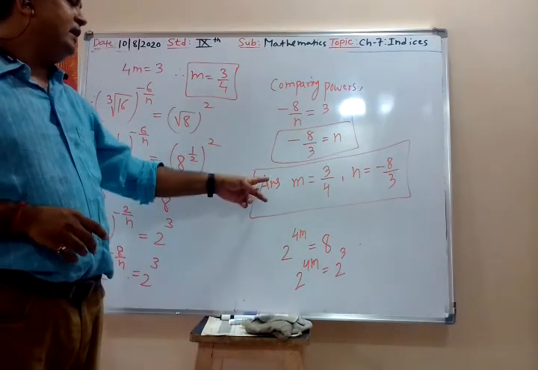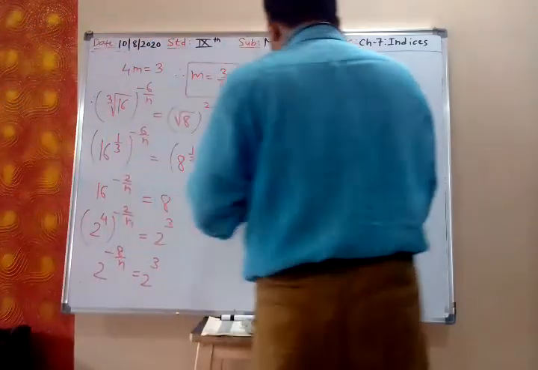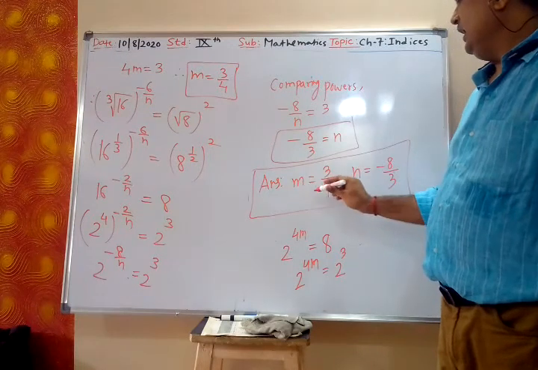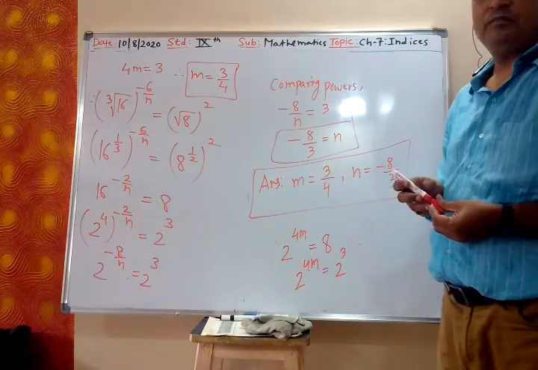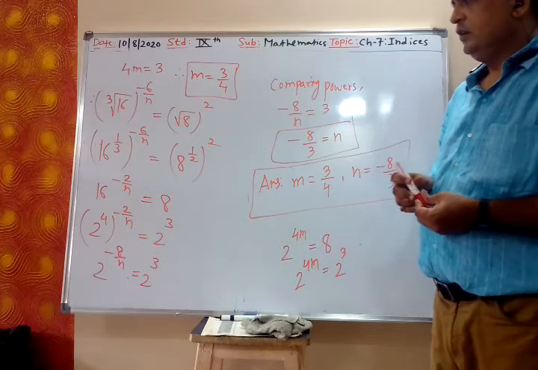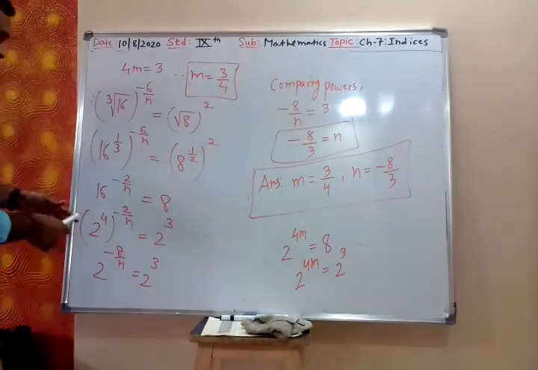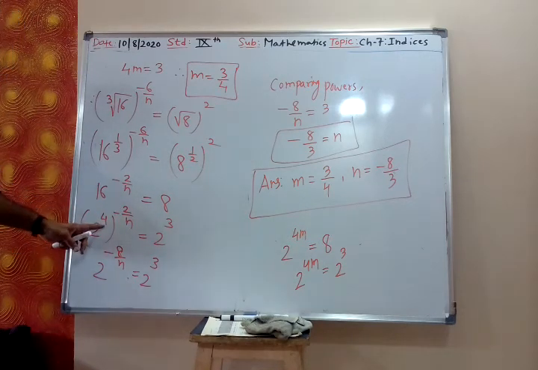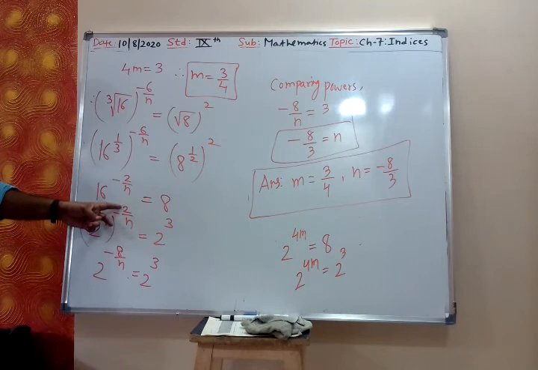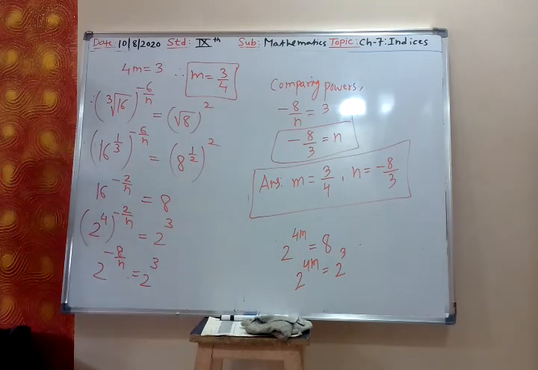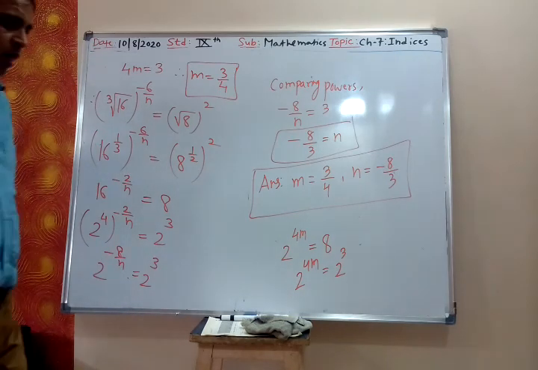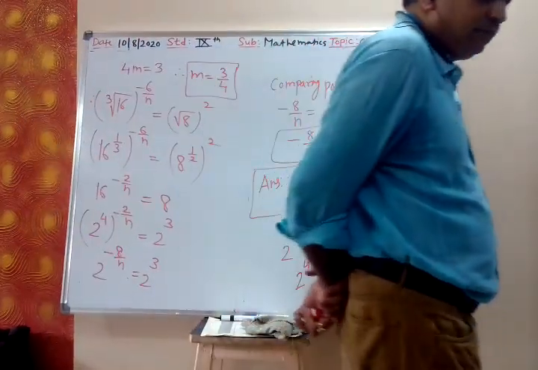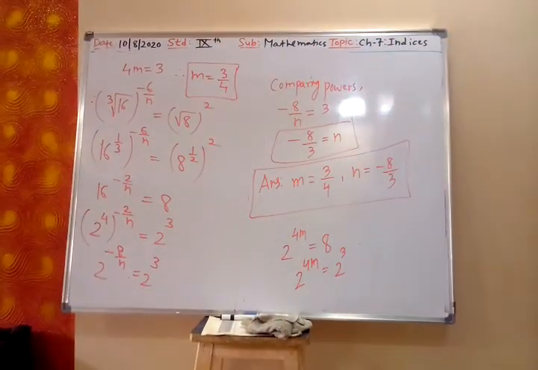Answer: m is 3 by 4, n is minus 8 by 3. I have written the answer m is 3 by 4, n is minus 8 by 3. 2 raised to 4 raised to minus 2 by n. So power raised to power, multiply the power. So 4 into minus 2 by n is minus 8 by n. So you have to multiply 4 with minus 2. 4 into minus 2 is minus 8, minus 8 upon n. And 8 I can write 2 raised to 3. So now we stop here.